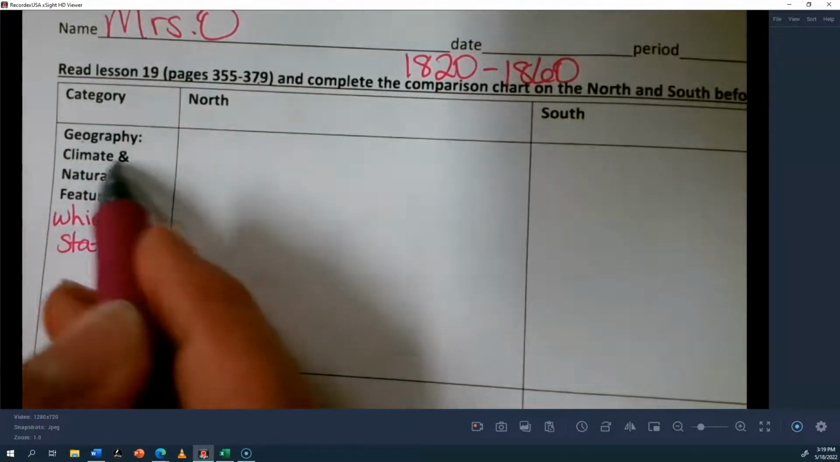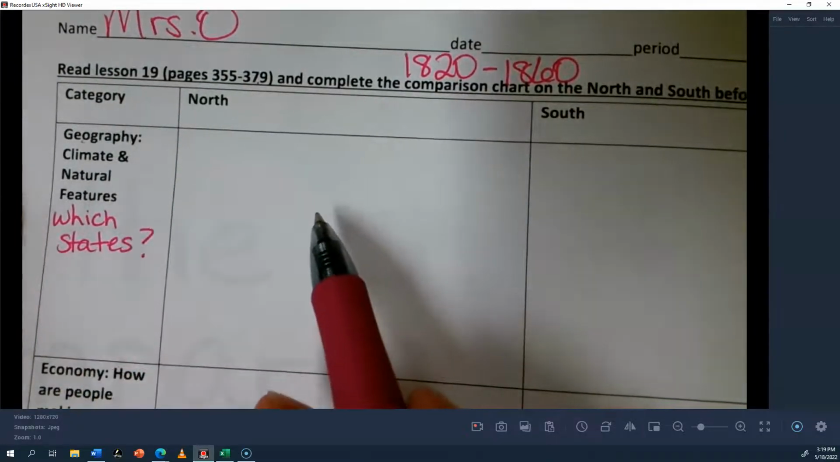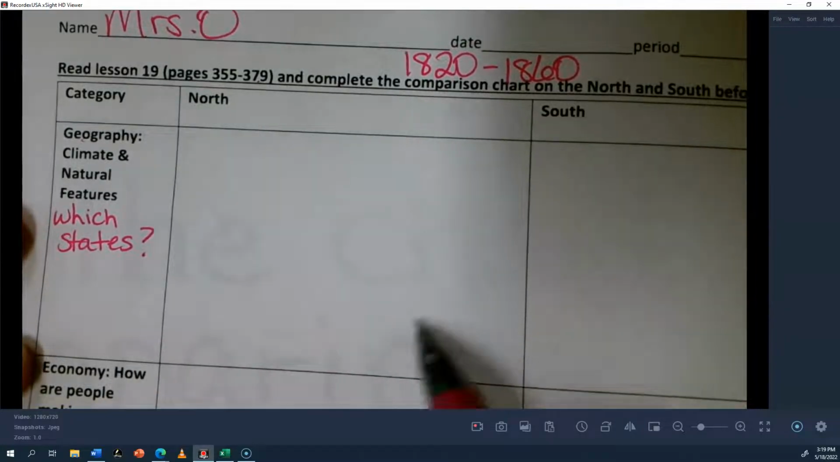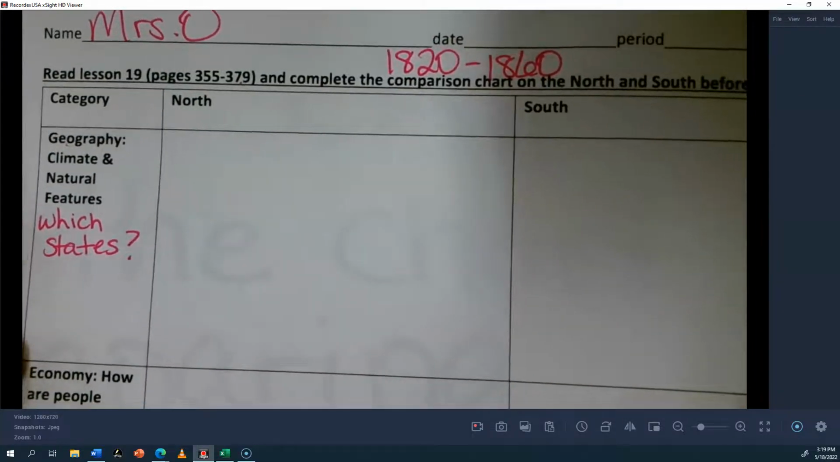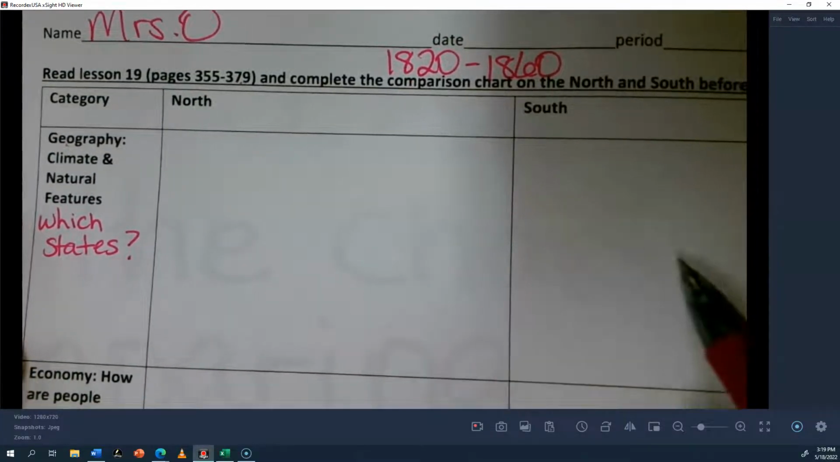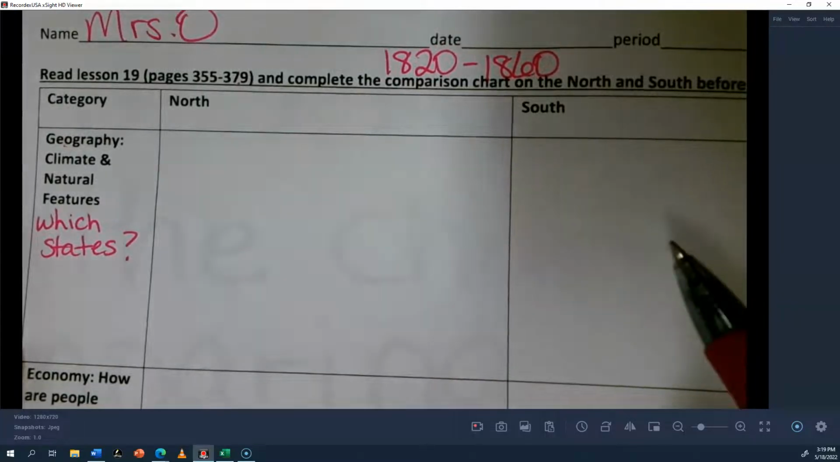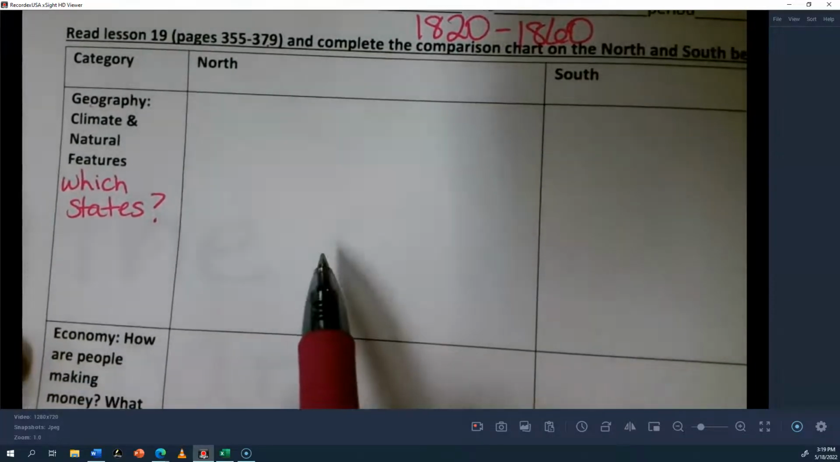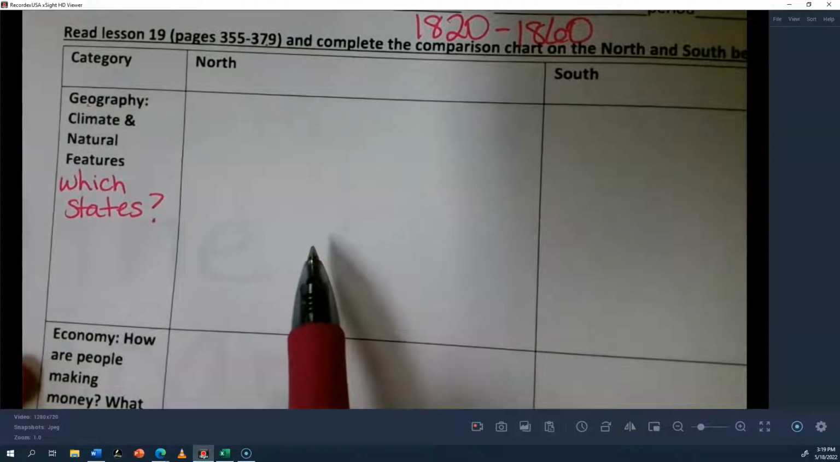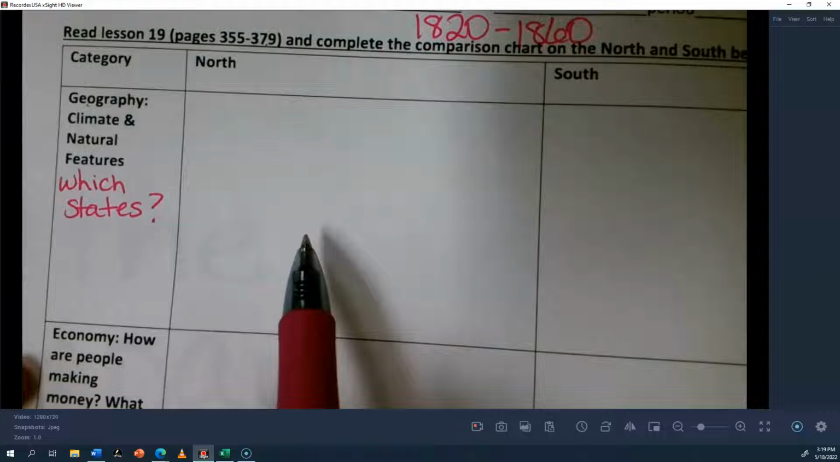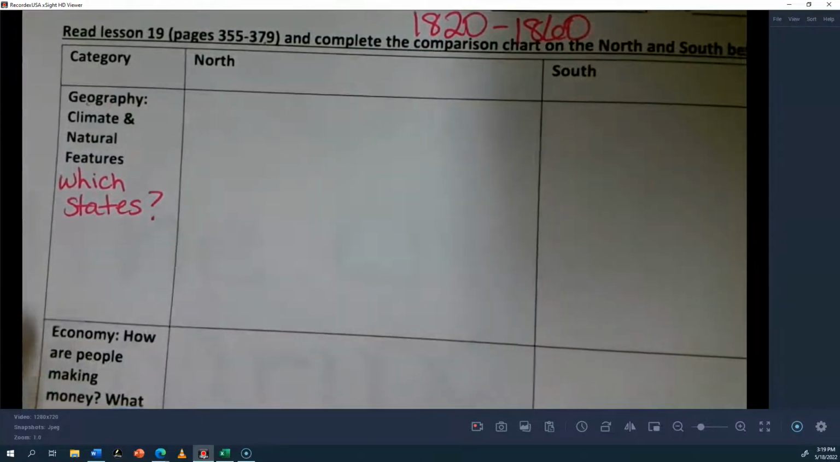We're going to look at the geography, the climate, and natural resources. What does the Earth look like in the North, and what does the Earth look like in the South? Okay, think about growing seasons and snow and how much land mass they have, okay? Now, the North today is bigger than it was when we last compared the North and the South. So we're going to have more states to add to it. The economy, how people are making money, what major inventions impacted this.